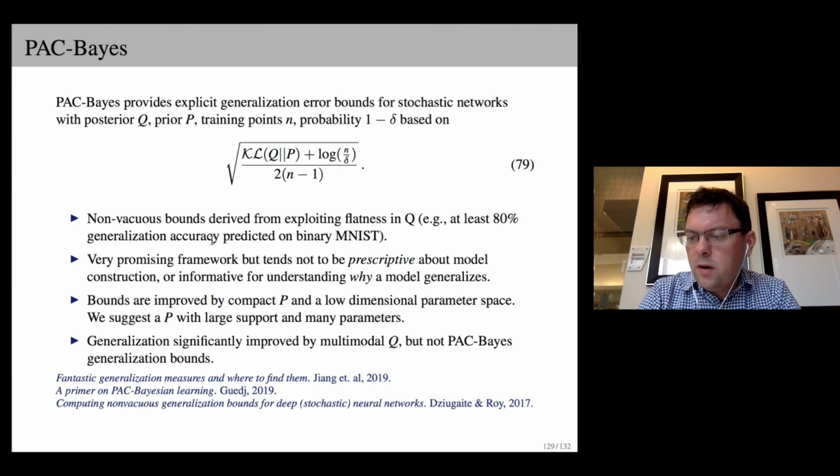So the PAC-Bayes bounds are quite complementary, and they're very exciting in the sense that they help us make quantitative, explicit statements about generalization error bounds. But they don't tend to be too prescriptive. And this could be partly also because although we in some cases get non-vacuous bounds, they're also typically fairly loose. So what improves the bounds won't necessarily improve generalization.